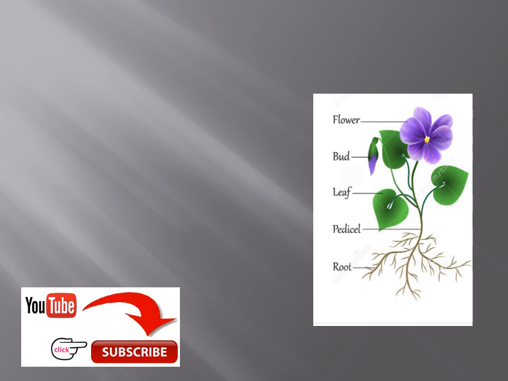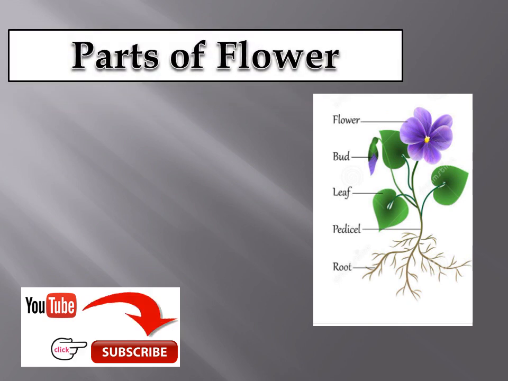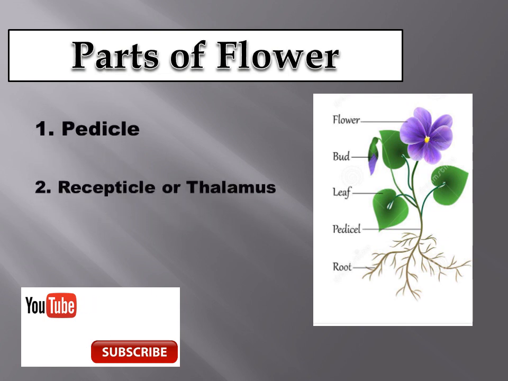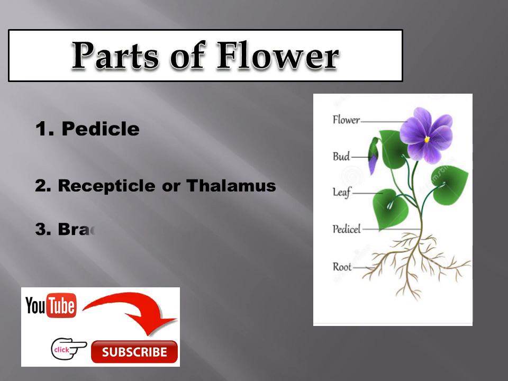Let's talk about the parts of the flower. A flower has three main parts: the pedicel, receptacle or thalamus, and bracts. Pedicel is actually the stalk of the flower. The flower is produced at the tip or apex of a stalk that is called the pedicel.